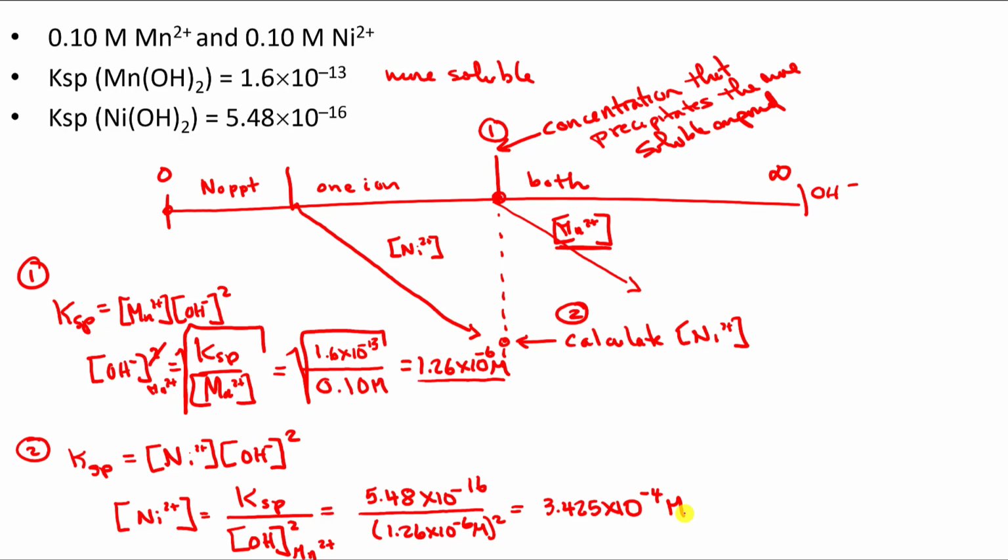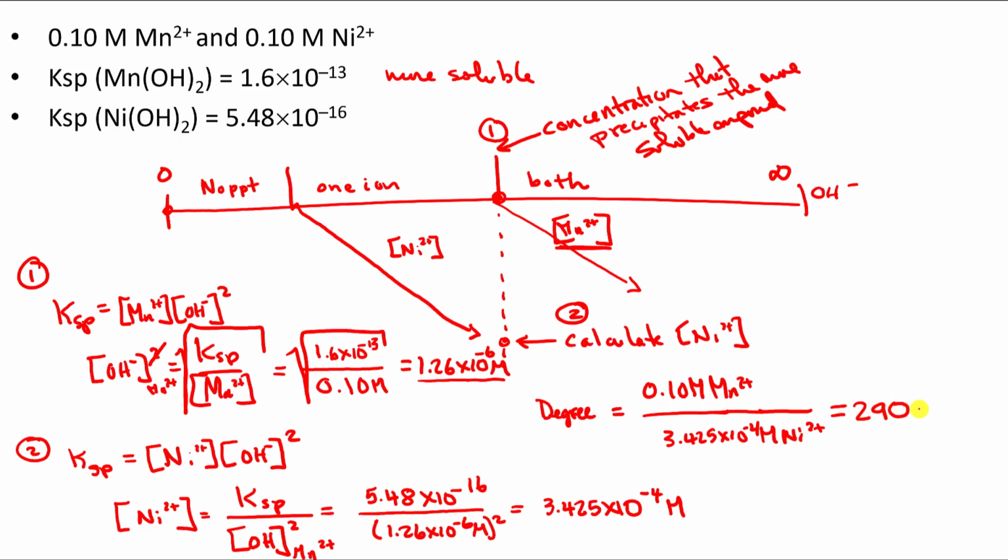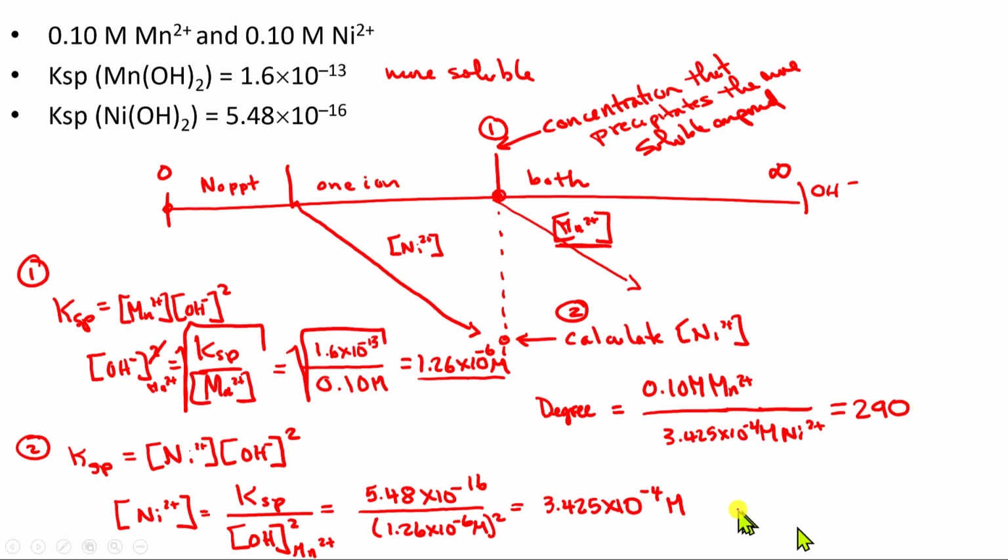So then, if you want to calculate the effectiveness of the separation, what you do is you take the degree of separation, which is simply going to be the 0.10 molar manganese, because its concentration didn't change, divided by the 3.425 times 10 to the minus 4th molar for the nickel, because that's the one that's been changing. And that ends up being 290 according to my ancient calculation. Let me double check real quick. Yeah, so that worked out to 290.